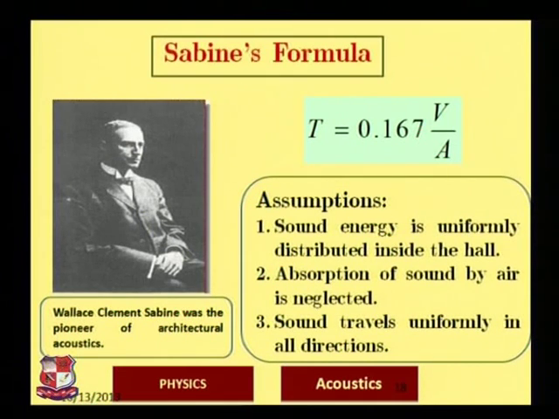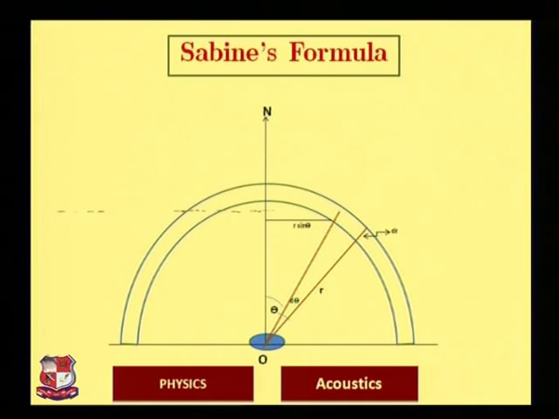using certain assumptions. First, sound energy is uniformly distributed inside the hall. Second, the absorption of sound by air is neglected, and third, sound travels uniformly in all directions. So these are the three assumptions, which are more or less actually correct. And with these three assumptions, Sabine's formula is derived.